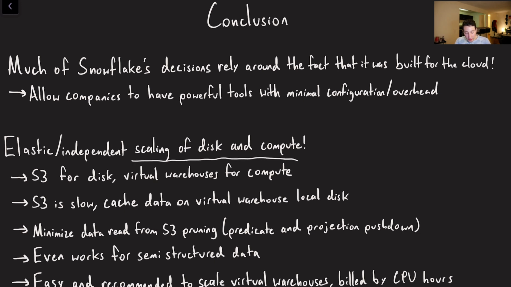The way that we do that is by allowing scaling disk and compute independently. What this means is that we want to be using something like an object store for all of our actual storage files, or our Parquet files, or our Snowflake proprietary file format, or whatever it is. So we use S3 for disk. We use these virtual warehouses for compute. As a result of S3 being slow, we need to cache stuff on virtual warehouses. We do all of that consistent hashing. We try and get as good of a cache hit rate as we possibly can.